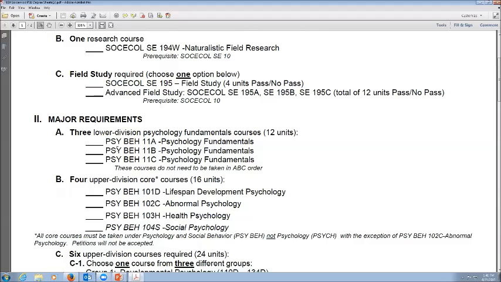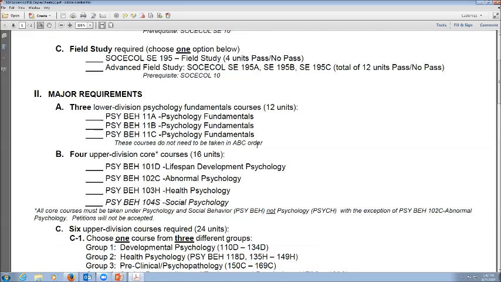For PSB majors, you will complete the Psych Fundamentals series. Remember, that's the series that will count for category 3 when we were talking about GEs. They don't need to be taken in order, so you can take 11B before you take 11A, or 11C before A or B. So it doesn't matter the order. The only thing I stress is not to take 2 at the same time or 3 at the same time. They're very fast-paced.